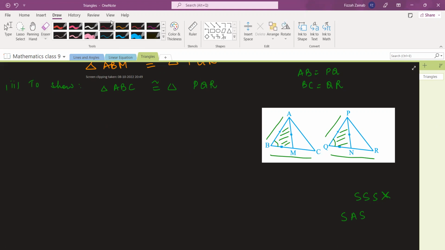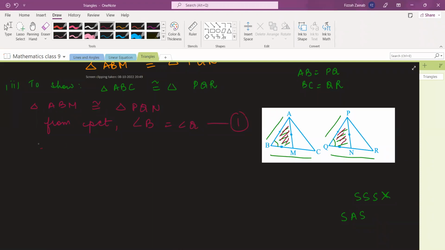Yes, ma'am. Okay. So in the first part, we have already shown that this purple triangle is congruent to this purple triangle. Triangle ABM is already congruent to triangle PQN, we have shown, right? So from CPCT, can we say angle B is equal to angle Q, right? Corresponding angles of congruent triangles. Okay, so mark it result 1.